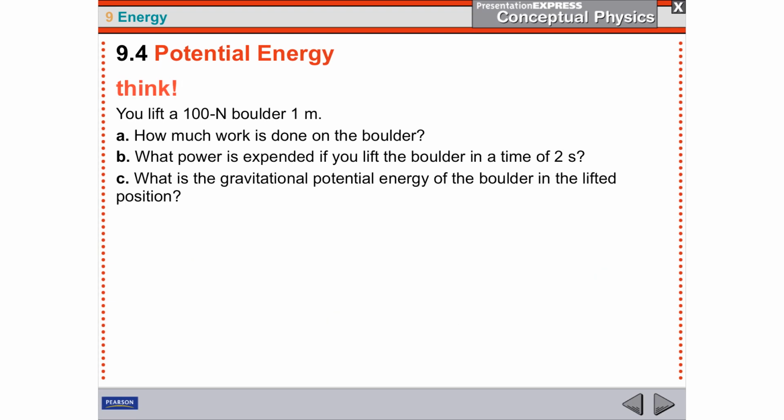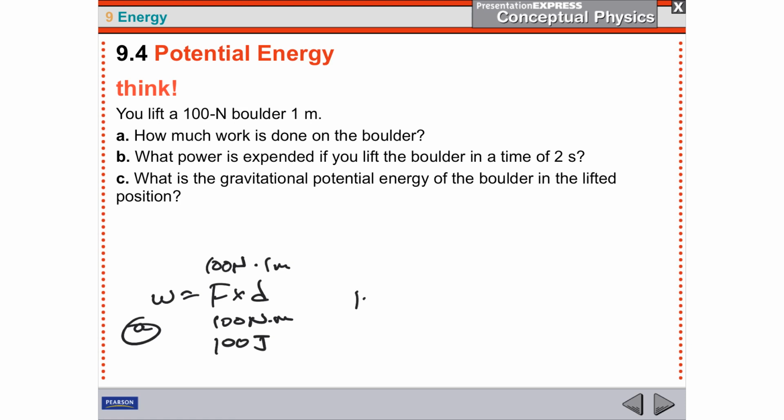Okay, let's see if you've learned something. You lift a 100 Newton boulder 1 meter. So what work is being done? So work, remember, is force times distance. So the force is 100 newtons. You have to remember that weight is actually a force. It's the force you're putting down on the floor. So you have 100 newtons times 1 meter. So that is 100 Newton meters. And a Newton meter is a joule. So the work done is 100 joules. That's A.